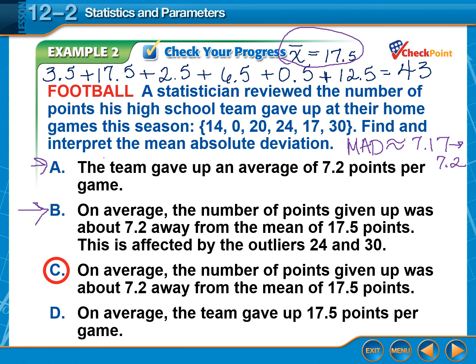So then it goes on to say, this is affected by the outliers, 24 and 30. Now, we haven't talked about outliers, okay? But they said that 24 and 30 are outliers. An outlier is a number that's way off from all of the data points. The reason I have a problem with this statement is because 24 is certainly not an outlier. If I were to choose an outlier in this situation, I would choose 0. And potentially 30, because it's so far away from 17.5.